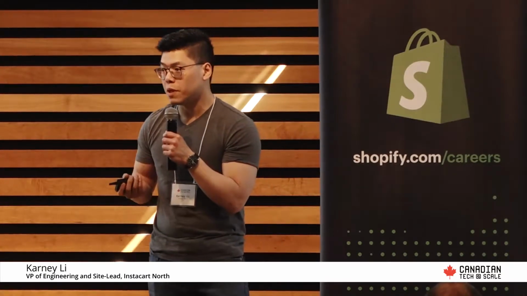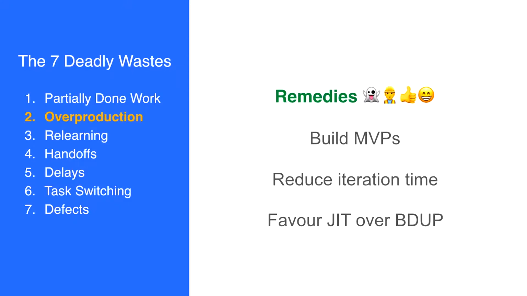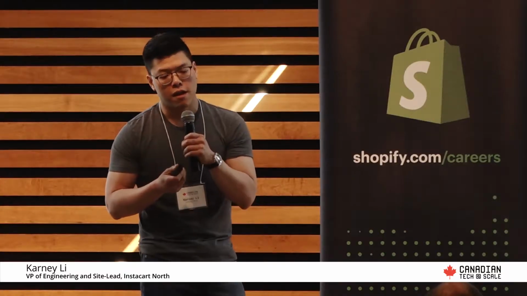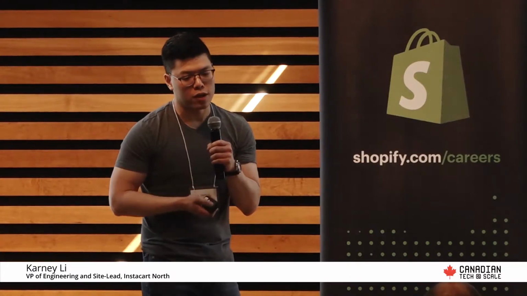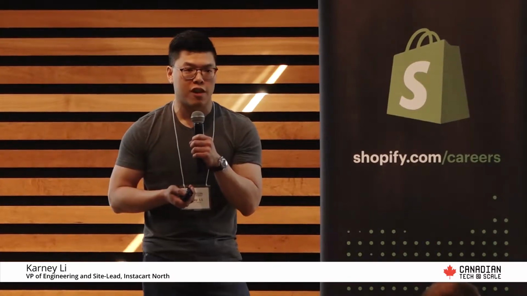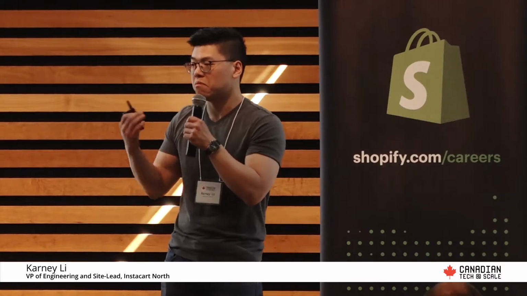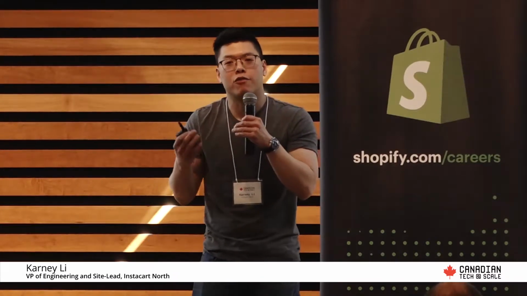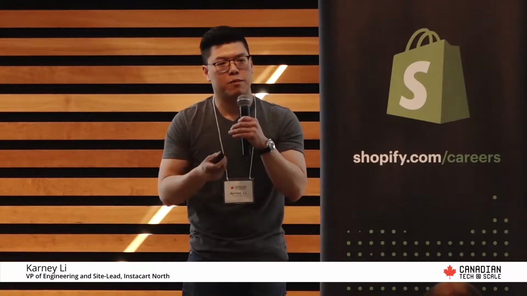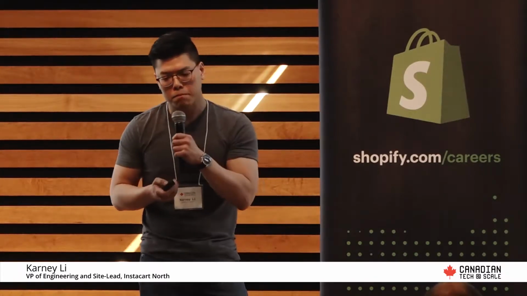So obviously, focus on MVPs, build more MVPs, get things into the hands of clients, reduce iteration time. This is important because if you reduce iteration time, you actually get things into production faster. By doing this, it allows us to discover if this is actually useful. The last possible remedy is to favor just-in-time over big design up front. Why do you need to design all this stuff? Why not reduce the time it takes to get to production so that you can get there faster?